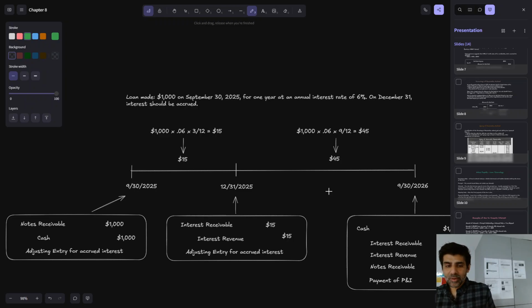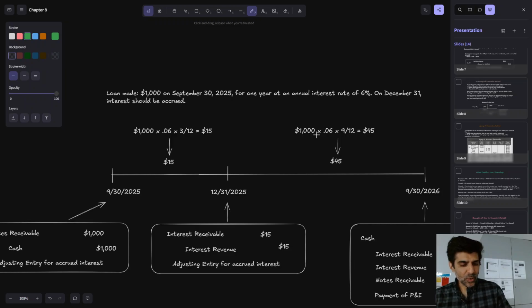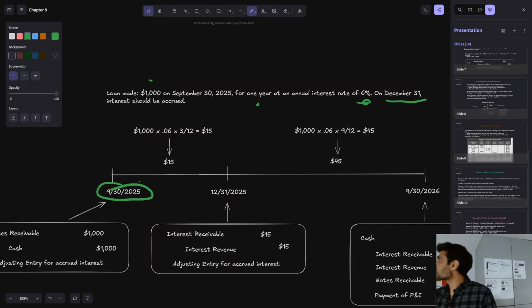I think we've seen some of this already when we were doing chapter 3 with the accrual of interest. But just to review, in this situation, we made a loan of $1,000 on this September date, September 30th, so it's the end of the month. It's a 1-year loan. Interest rate is 6%. And at the end of December, at the end of our accounting period, we want to accrue interest as an adjusting entry. We want to make sure that our 2025 financial statement includes the correct amount of interest revenue, right? Because we're, again, the lender.